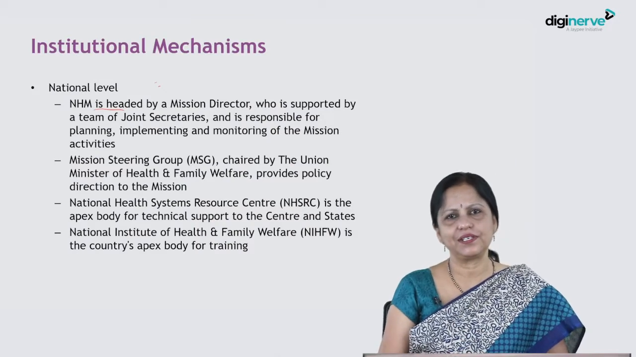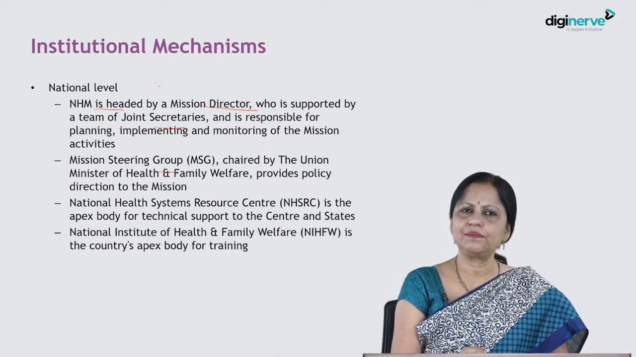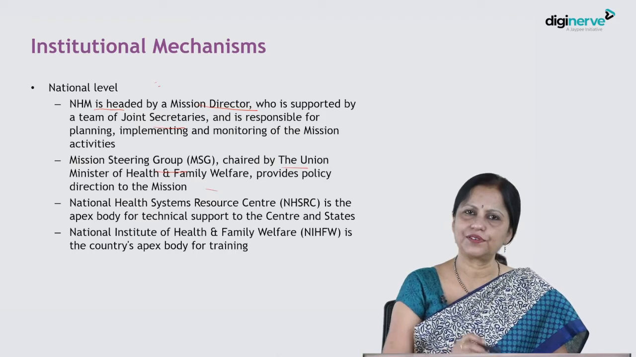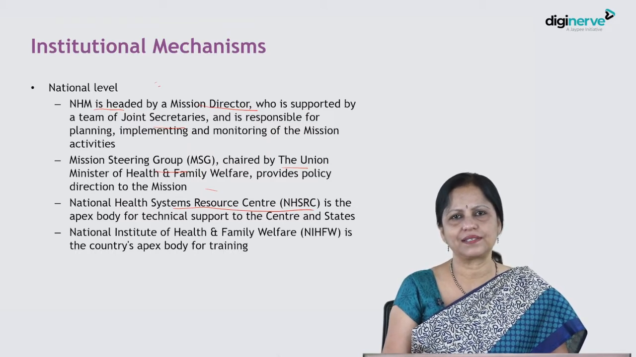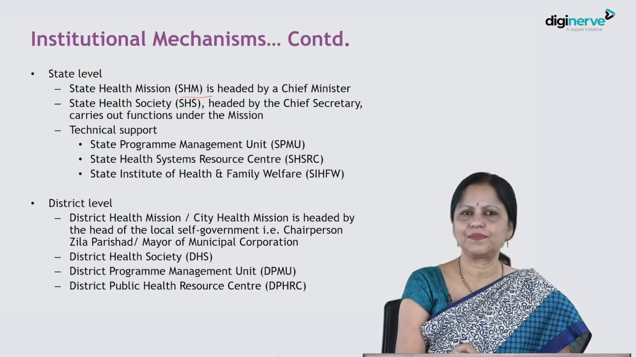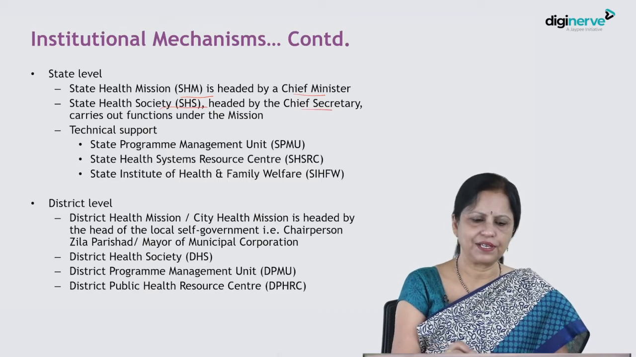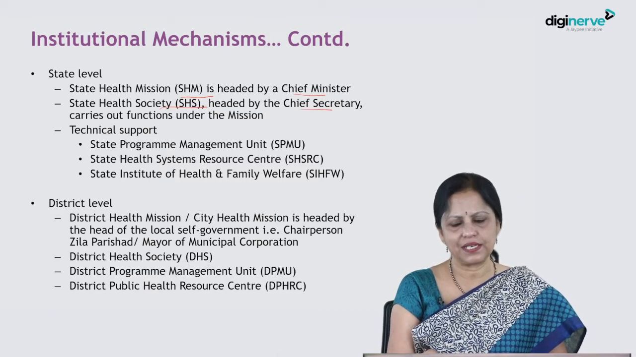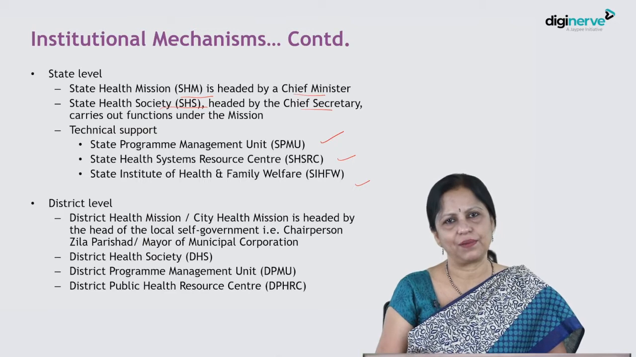The institutional mechanism at the national level: National Health Mission is headed by the mission director and supported by a team of joint secretaries. Then there is the mission steering group that is chaired by the Union Minister of Health and Family Welfare. As technical support, there is the National Health Systems Resource Center, and for training support, the National Institute of Health and Family Welfare. At the state level, there is the State Health Mission headed by the Chief Minister, and a State Health Society headed by the Chief Secretary. Technical support is provided by the State Program Management Unit, State Health Systems Resource Center and State Institute of Health and Family Welfare.